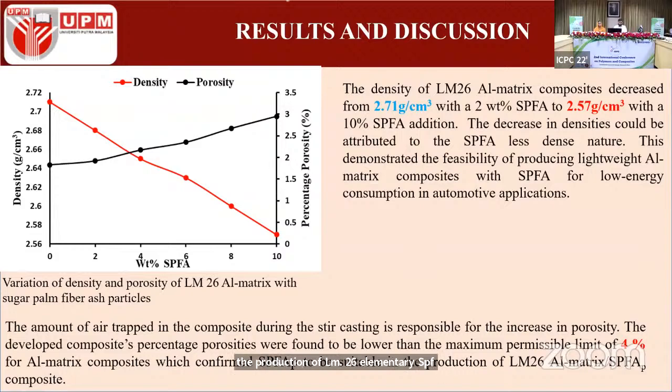So we see the figure of variation of density and porosity of LM26 aluminium matrix with sugar palm fiber ash particle. So we have the x-axis, the SPFA weight, and on the right-hand side, the y-axis, the percentage porosity, and the left-hand side is density in gram per centimeter cube. So we'll find that as the content of the fiber increases, the density decreases, but the porosity increases.